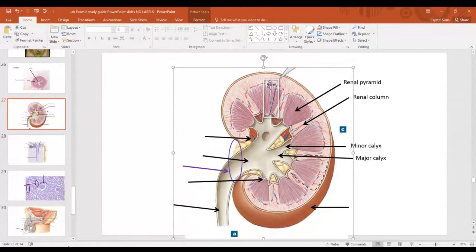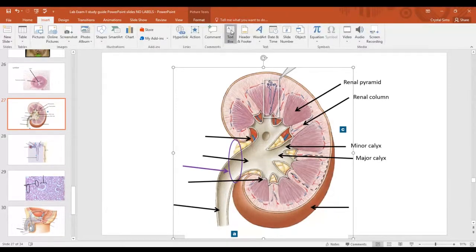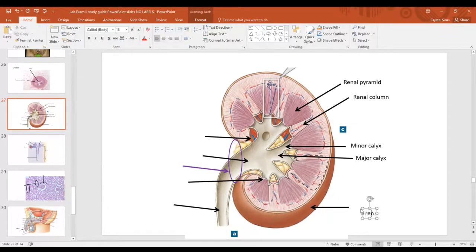All right, so what I'll do for labeling this one, we will start over here on the top right, and we'll come around. Is it better now, Kaylee? I had to mute for a second because my kiddo was talking. Can you hear me better now? Okay.